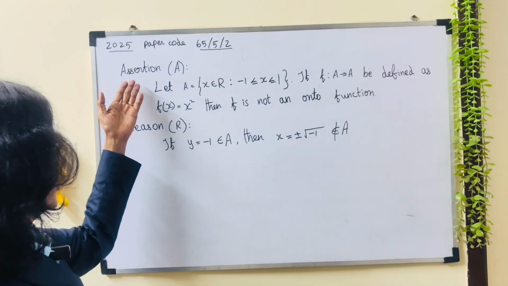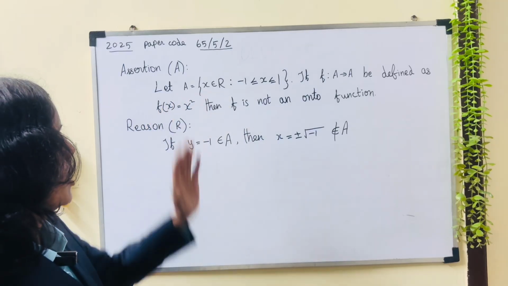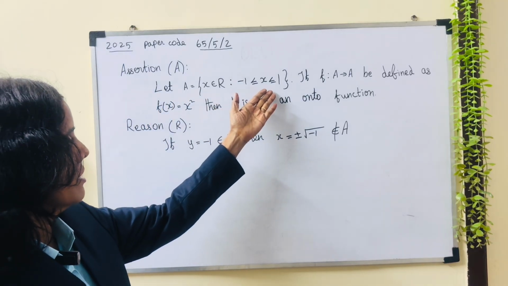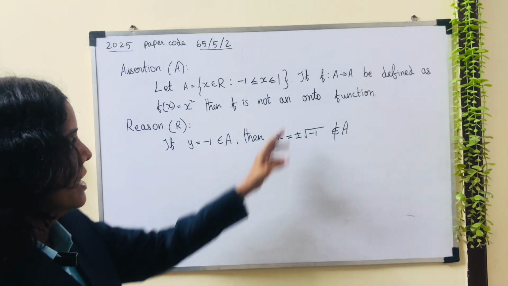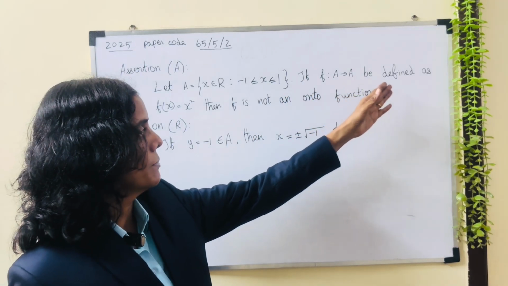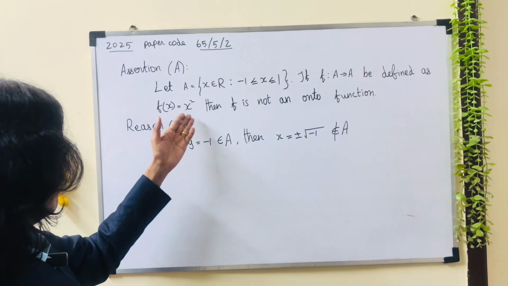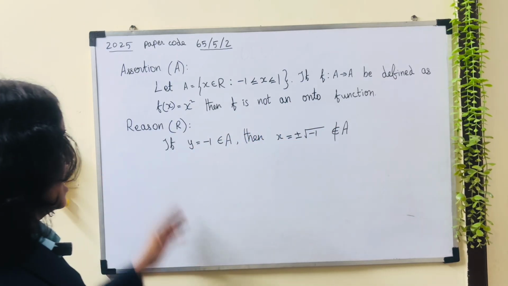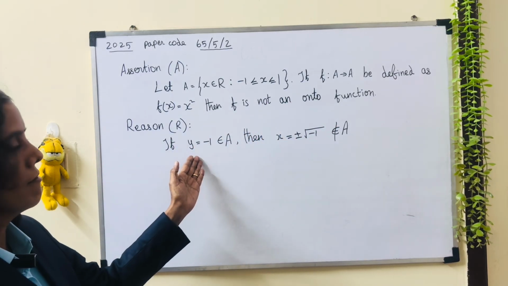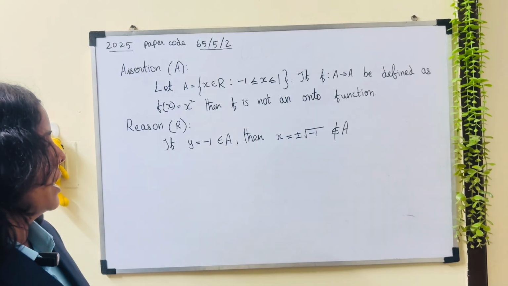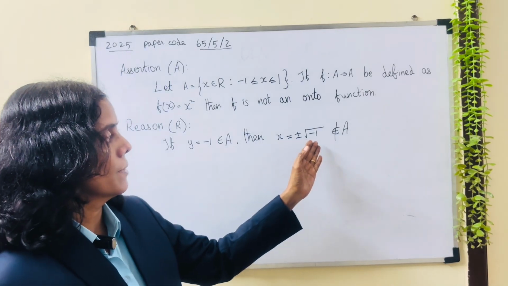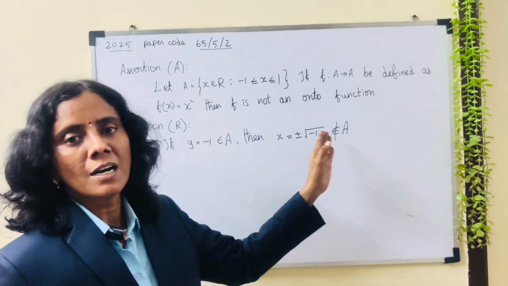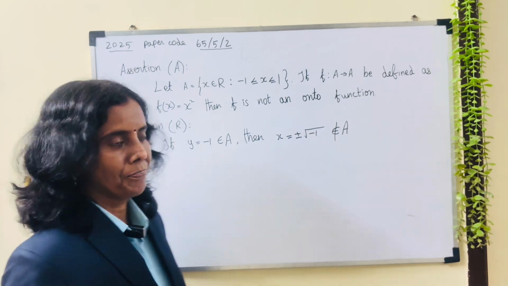A question is, assertion: let A equal to {x belongs to R : minus 1 less than or equal to x less than or equal to 1}. If f from A to A is defined as f of x equal to x square, then f is not an onto function. And the reason is: if y equal to minus 1 belongs to A, then x equal to plus or minus root of minus 1 does not belong to A.